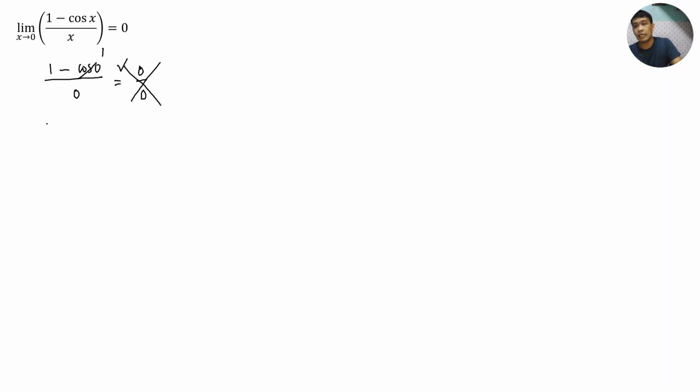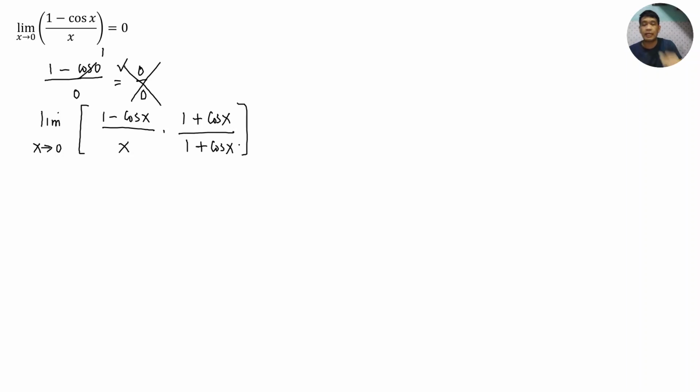So, what will we do? We can simplify by multiplying both numerator and denominator by the conjugate of the numerator. So, again, what we will do here is remove the indeterminate form. So the solution is to multiply by the conjugate. Why multiply by the conjugate? We know for a fact that when I multiply a plus b by a minus b, the answer is a squared minus b squared.